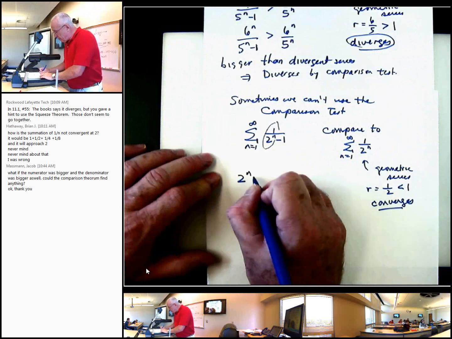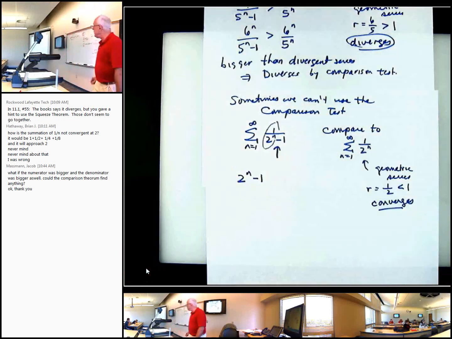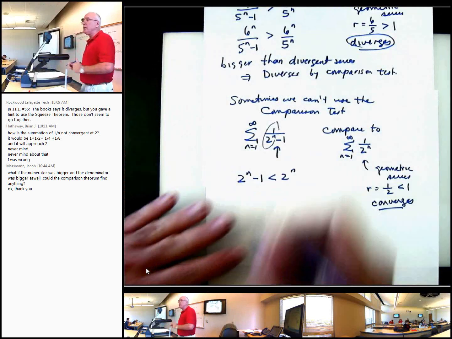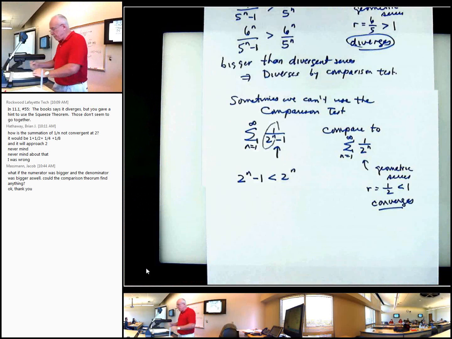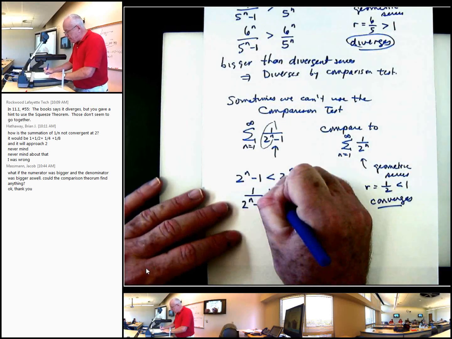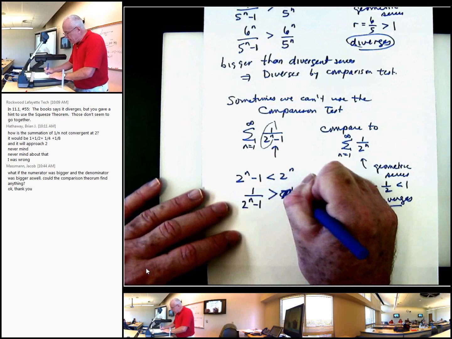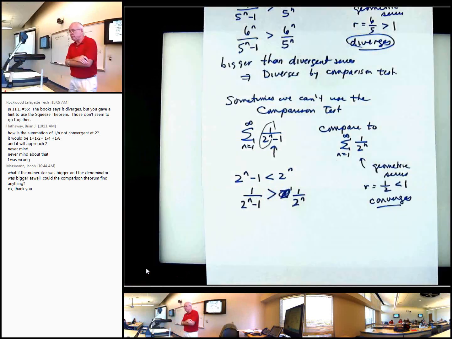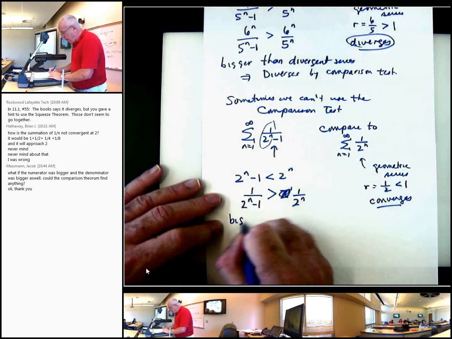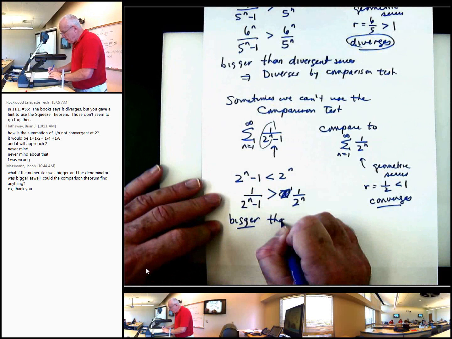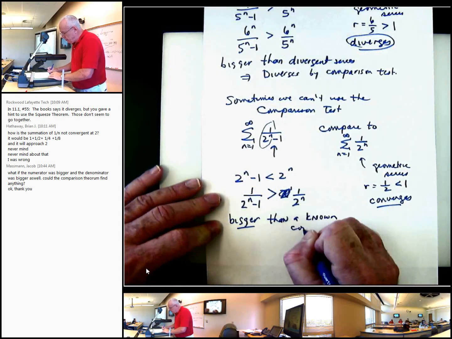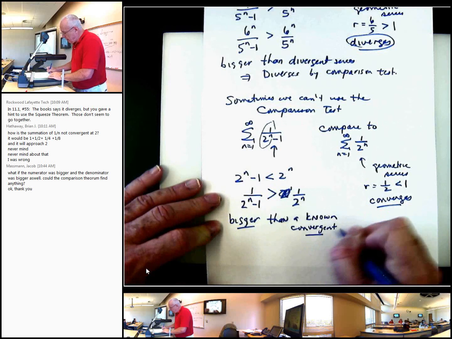But look at what we have. Our denominator here is 2 to the n minus 1. That's less than 2 to the n because we're taking away 1. Then when we flip things over, 1 over 2 to the n minus 1 is going to be bigger than 1 over 2 to the n. So this is what we have: something bigger than a known convergent series.